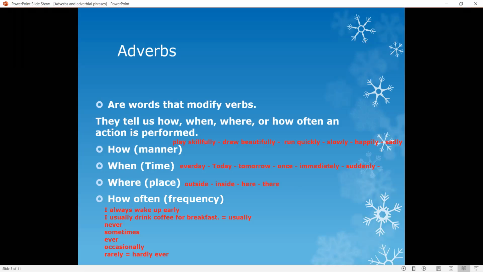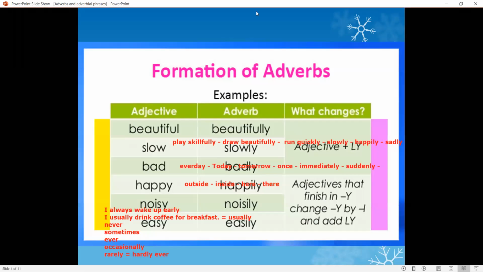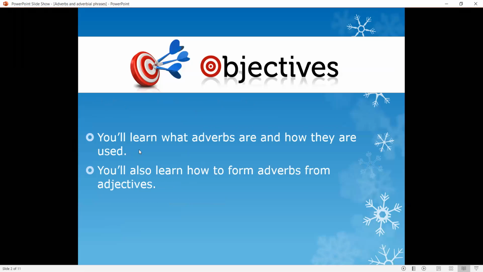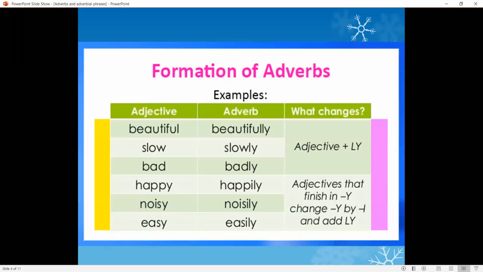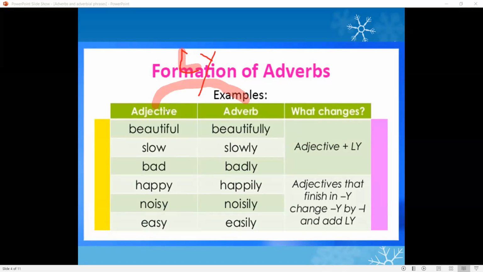All right, moving on, how to form. Let's go back to our objectives. We said you will learn what adverbs are and how they are used. You will also learn how to form adverbs from adjectives. Now we're going to learn how to form adverbs from adjectives. So now we know that we can change from adjectives to adverbs through adding ly, as you can see.